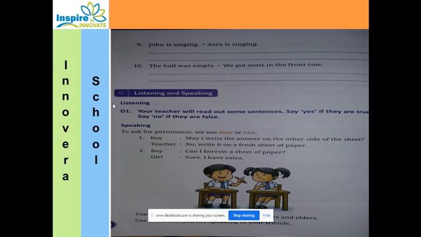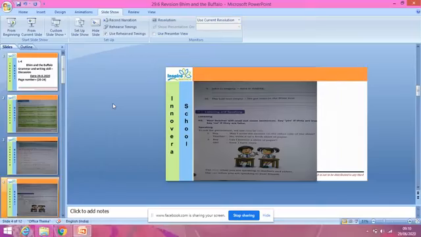Now see the next one. Can I borrow a sheet of paper? The girl says, sure, I have extra. So here what is the difference, children? Use may when you are speaking to teachers or elders, and use can when you are speaking to your friends.